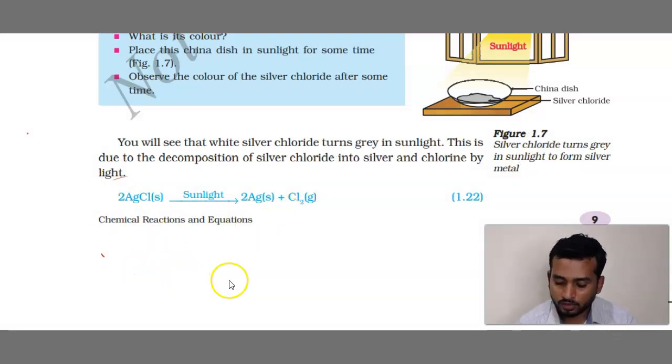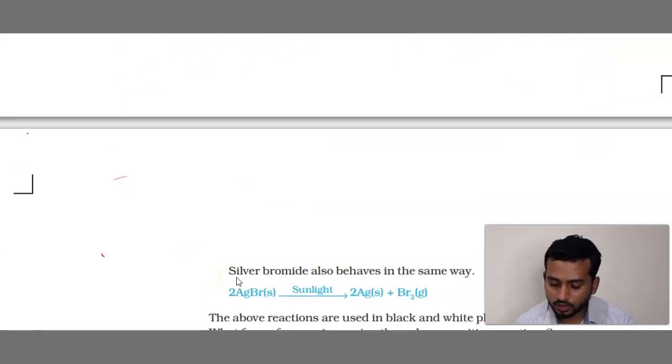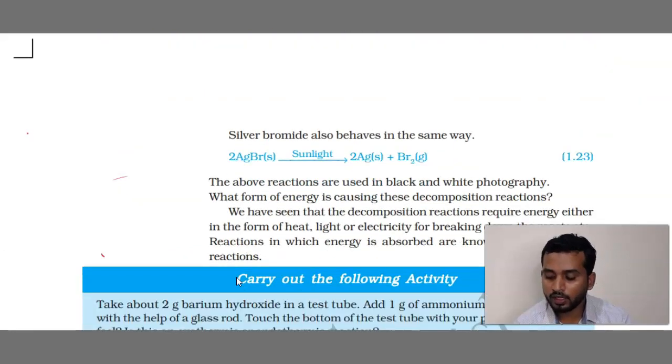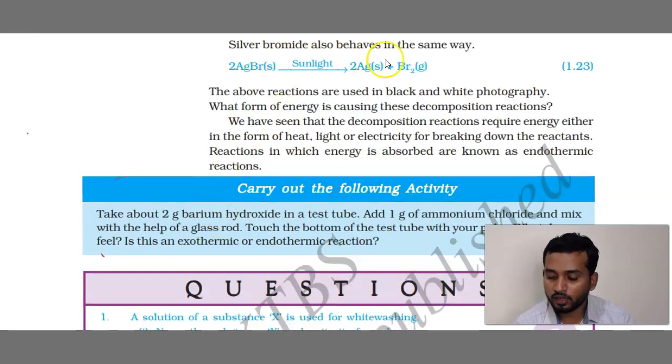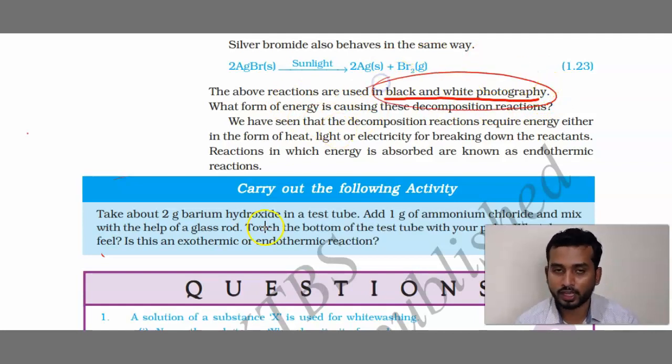And after this we can see similarly silver bromide also behaves in the same way. Silver bromide in the presence of sunlight gives silver plus bromine. So remember this, it is used in black and white photography. The above reactions, both silver chloride and silver bromide. Understood? Both of these reactions are used in black and white photography. So remember the use of both reactions.